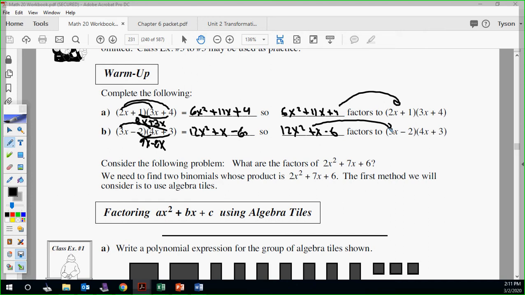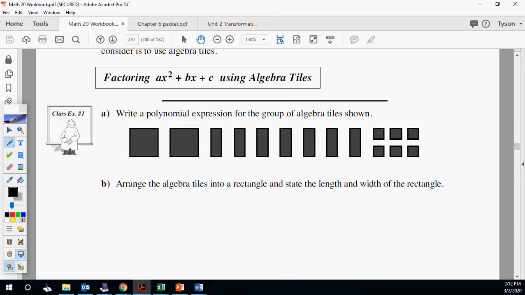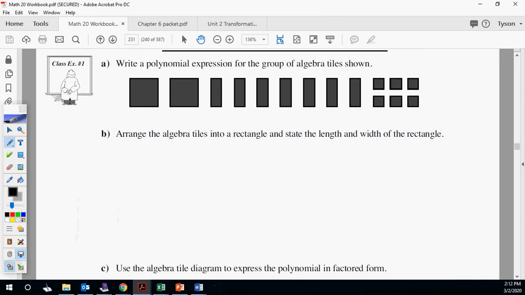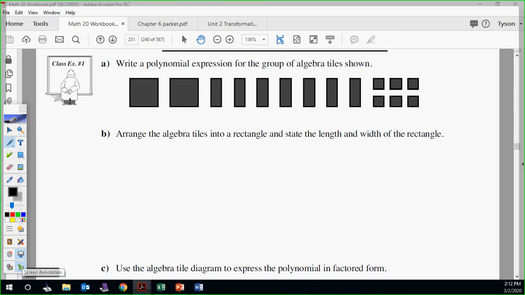We don't need algebra tiles much for our level. I'll briefly talk about them, but we'll mostly just do the factoring piece with them, okay? So don't focus on the algebra tiles, like we haven't really done algebra tiles since Math 9. All this is saying, just write the expression for the group of algebra tiles shown. These are squares, so you have 2x squared. These are x's. So we have 1, 2, 3, 4, 5, 6, 7 x's. And then we have 6 units. 2x squared plus 7x plus 6.